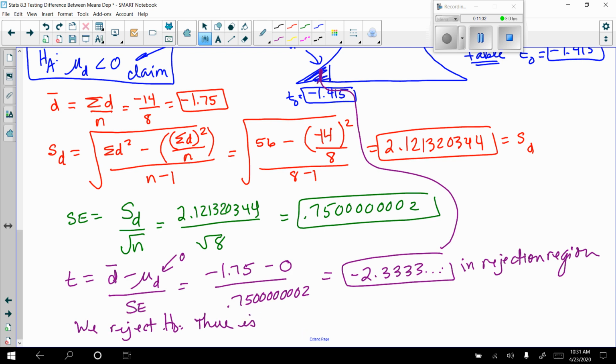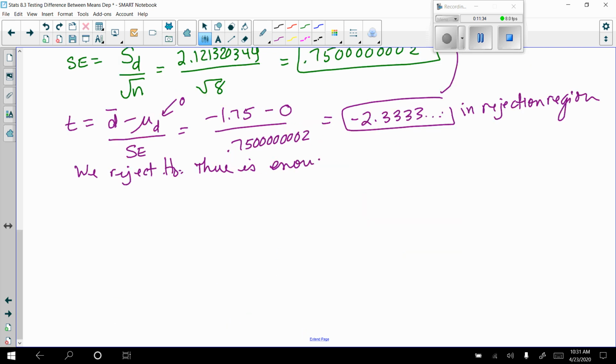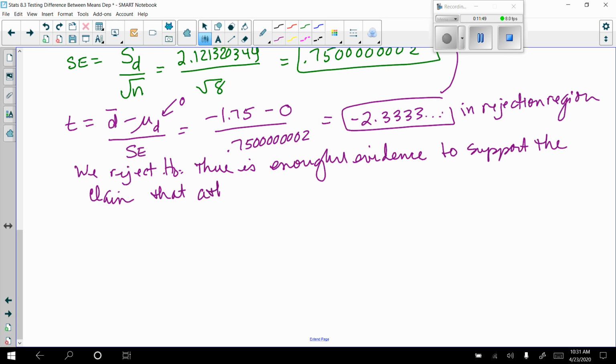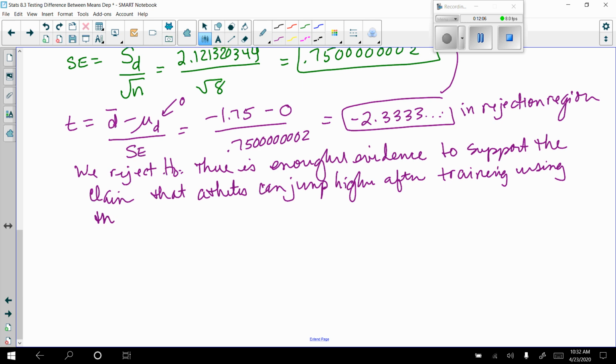There is enough evidence to support the claim that athletes can jump higher after training using these shoes.